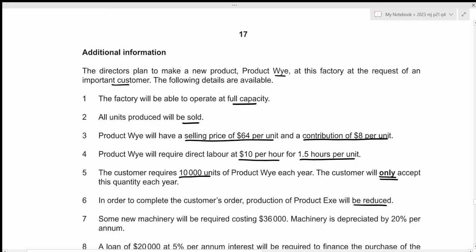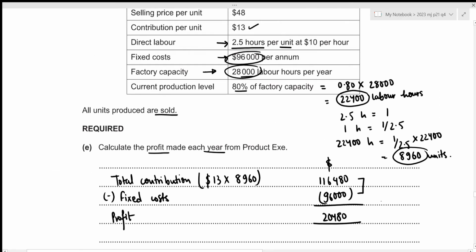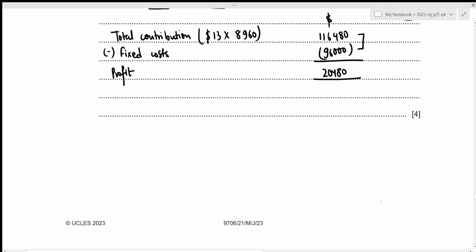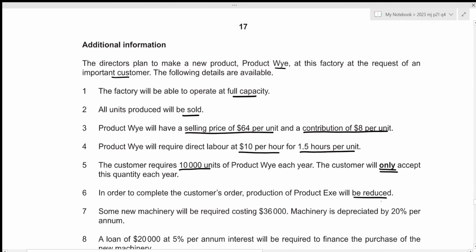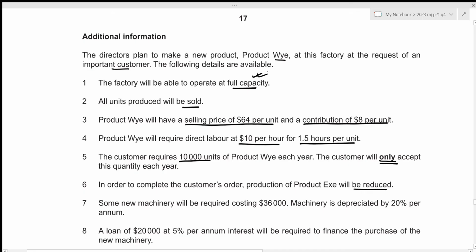Okay, let's evaluate this information. Previously, we have the total labor hours to be 28,000, and we are told that the factory will now operate at full capacity. So it will be utilizing all 28,000 labor hours. And we're also told that the customer requires 10,000 units of product Y. So in order to produce 10,000 units, let's figure out how many direct labor hours should be invested.